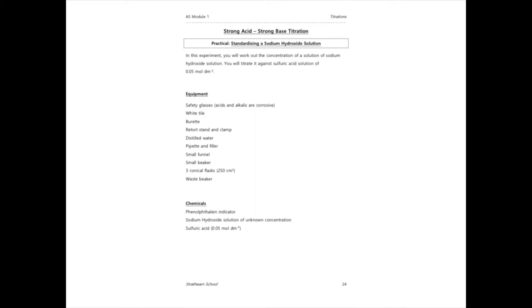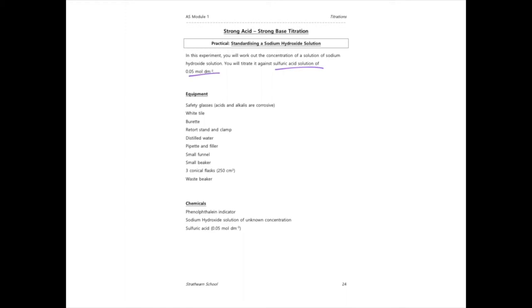So the first titration we're going to look at is standardizing a sodium hydroxide solution. In other words, we are going to have a standard solution of sulfuric acid, one that we know the concentration of. You can see there, the concentration of our sulfuric acid solution is 0.05 moles per decimeter cubed. And what we're going to do is titrate it against a solution of sodium hydroxide, and from our titration results, we're going to be able to work out the concentration of sodium hydroxide.